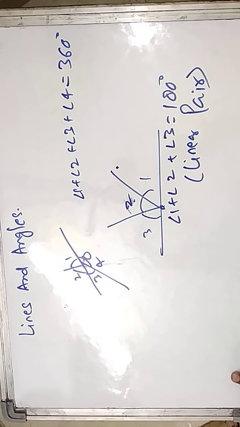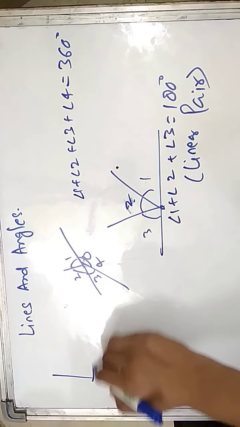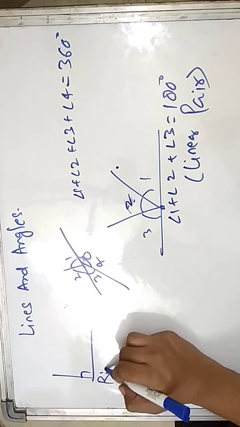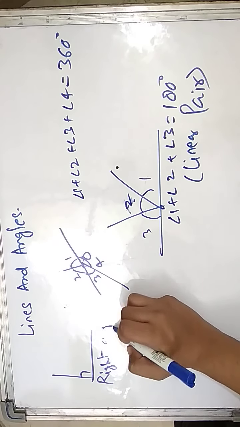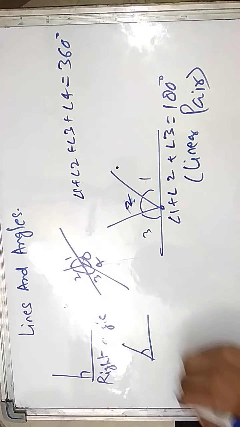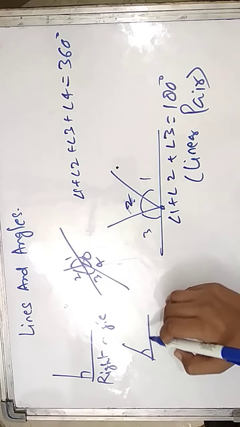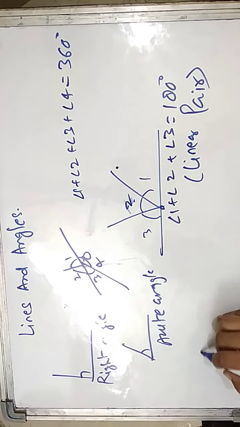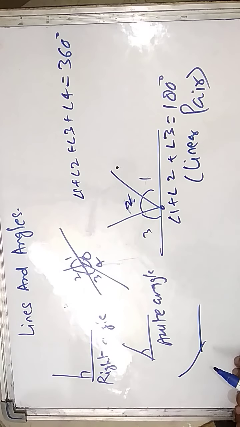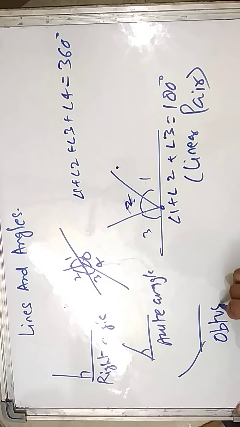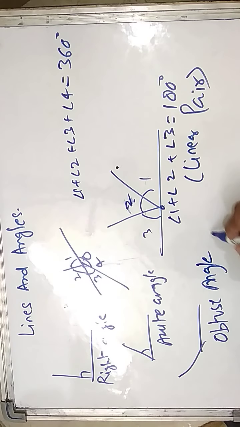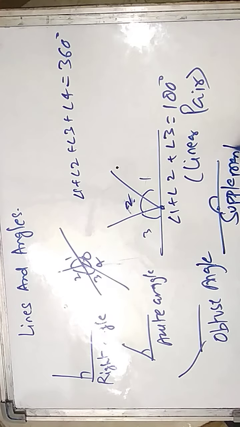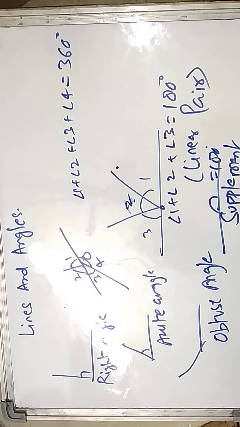And the types of angles. If the angle is equal to 90, it is called a right angle. An angle less than 90 is called an acute angle. An angle more than 90 and less than 180 is an obtuse angle. An angle equal to 180, on a straight line, is called a supplementary angle, equal to 180 degrees.